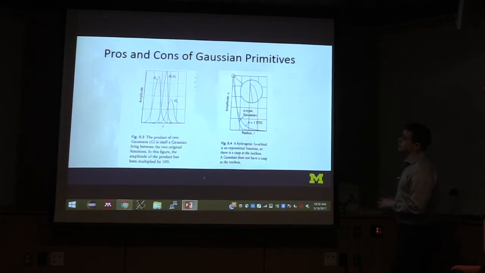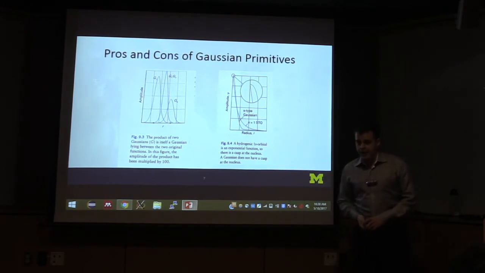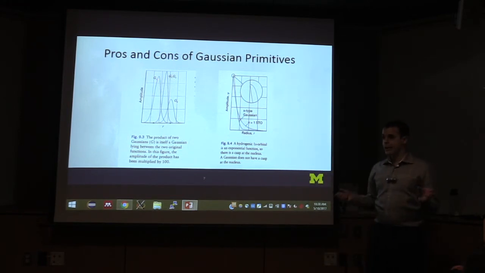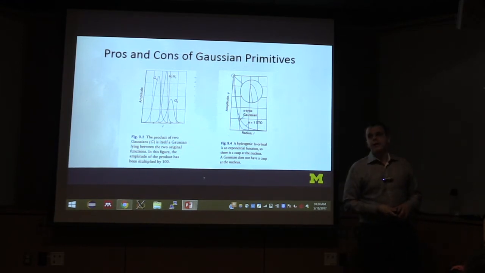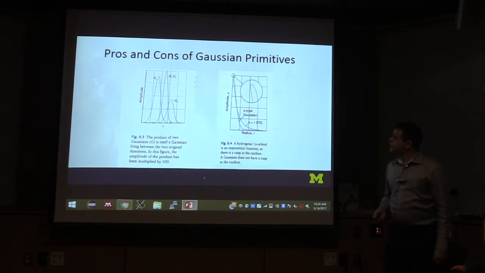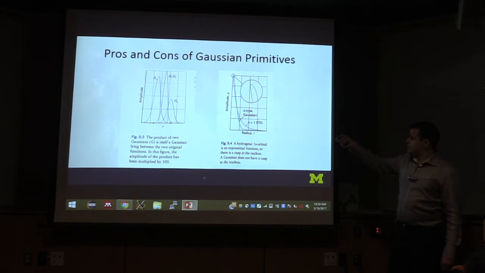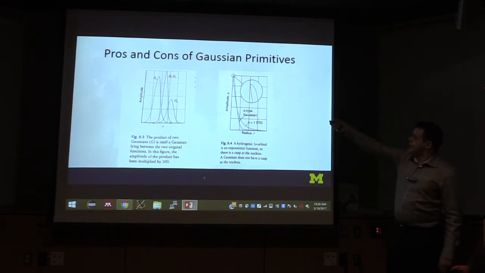So what are the pros and cons of these Gaussian primitives? Well, these Gaussian primitives actually are very efficient for electronic structure theory calculations because the product of 2 Gaussian primitives is itself a Gaussian primitive. So this actually makes these very efficient for these electronic structure theory calculations. However, the Gaussian primitives don't look like the Slater type orbitals anymore. You could see that in 2 places.